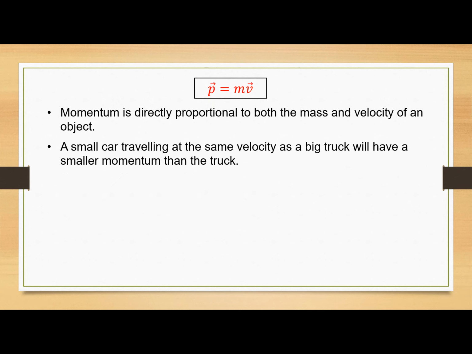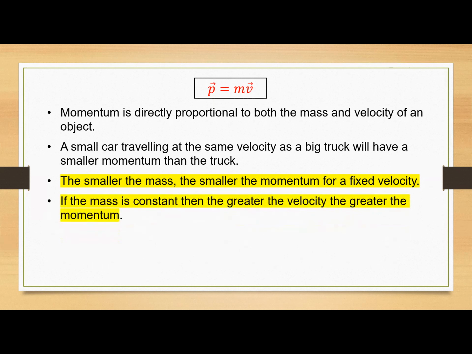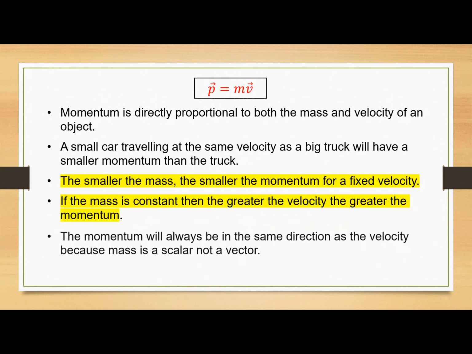So the smaller the mass, the smaller the momentum for a fixed velocity. If they have the same velocity, the smaller mass will have the smaller momentum. And if the mass is constant, so they have the same mass, then the greater the velocity, the greater the momentum. So these are all important concepts.